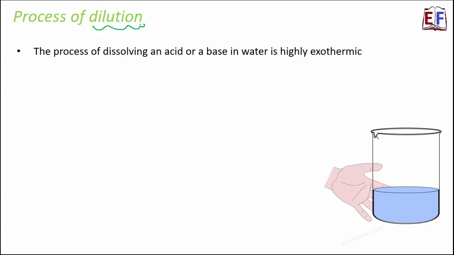So even before we talk about that, let us see what happens. How do we know that the process of dilution is exothermic? If you take a beaker and actually try to dilute an acid or a base, you would see that the beaker turns hot, which clearly tells that heat is being generated during the process.